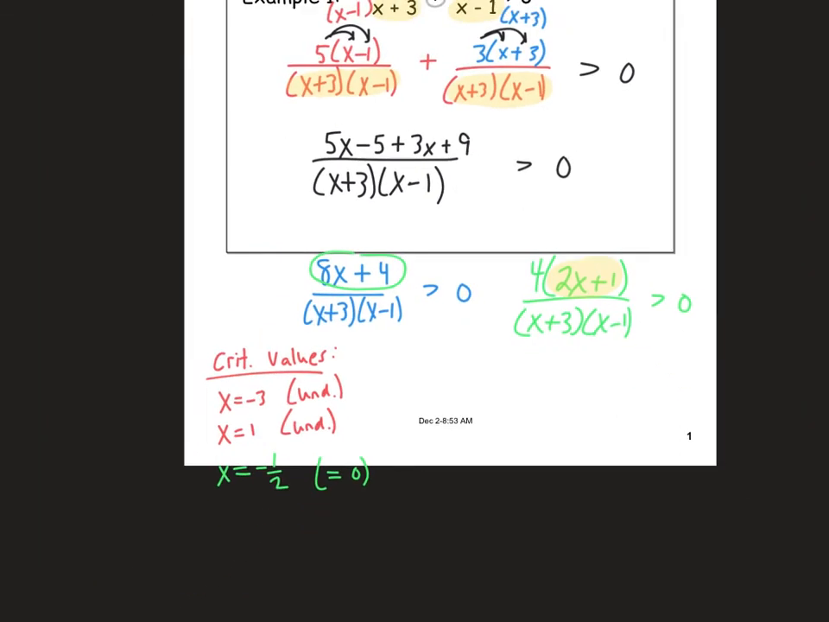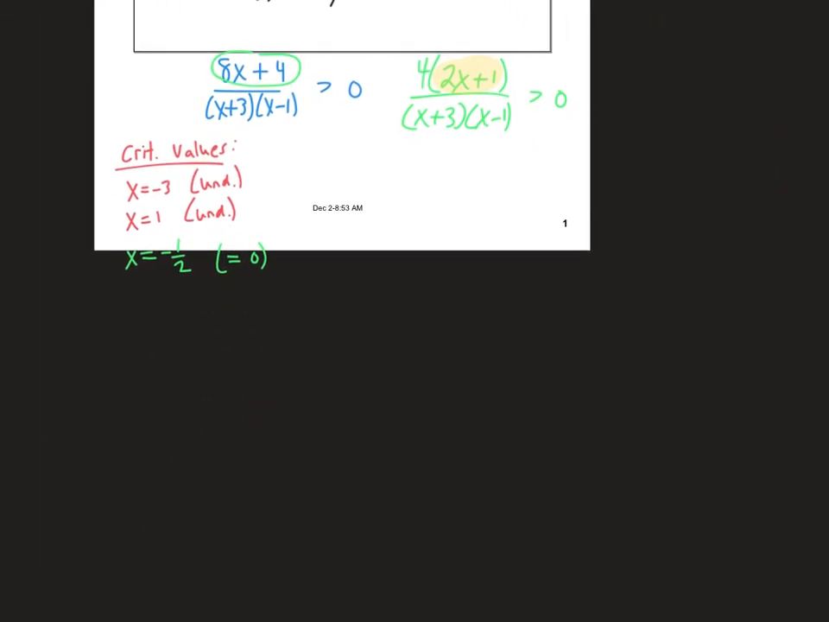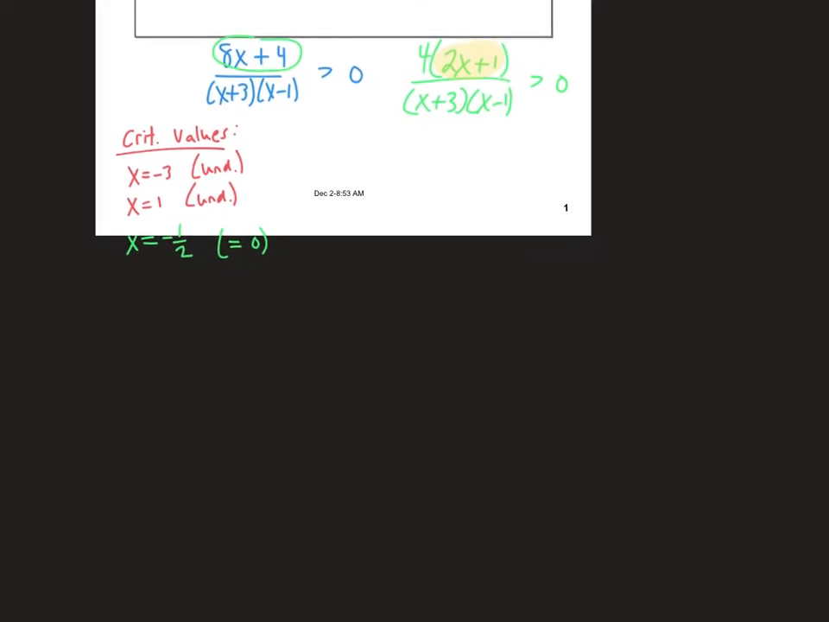Alright, so let's get our little sign chart and interval test ready to go here. So I'm going to plot my number line. Right, let's do a nice number line here. We're going to need three critical values on there. The lowest one is negative 3. Then we had negative 1/2.